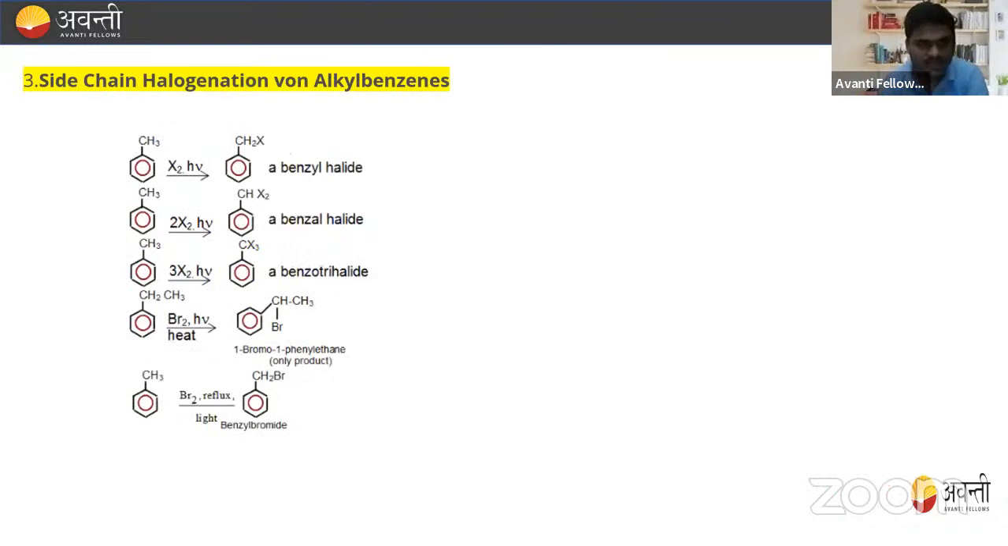Now, let's see side chain halogenation of alkyl benzene. This is toluene, and when it is treated with X2 in the presence of sunlight, it will form CH2X, a benzyl halide. Similarly, when treated with more X2, it will form benzal halide, and also a benzotrihalide, just like CH3Cl, CH2Cl2, CHCl3 and CCl4, we get products like this.